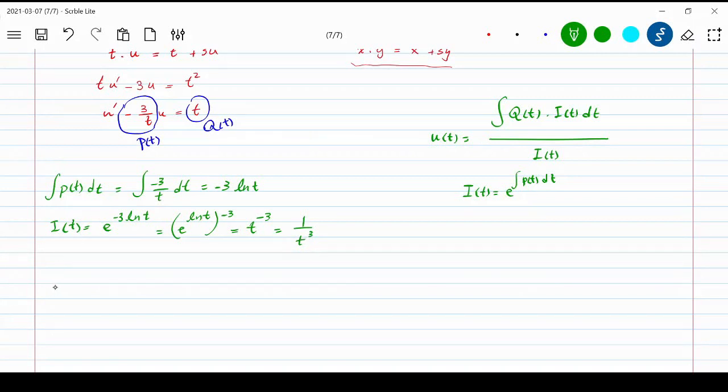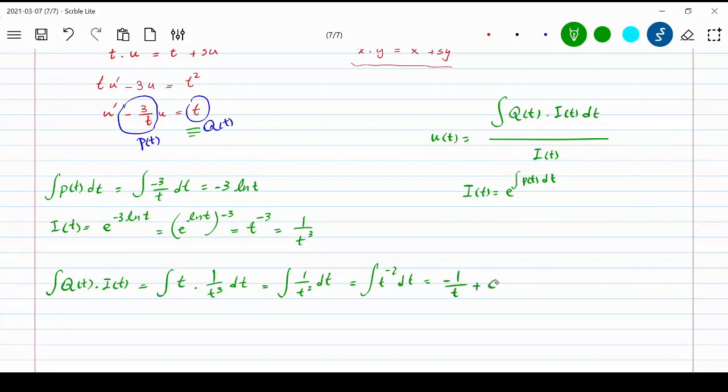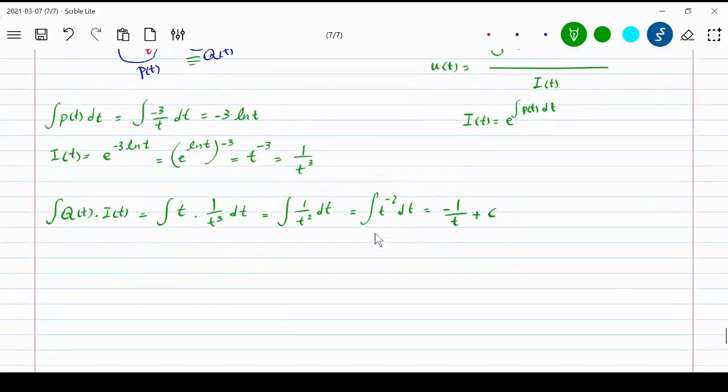Then what is the integral of q of t times the integrating factor? Here we have q of t, which is t, multiplied by 1 over t cubed dt. This is the integral of 1 over t squared dt. I hope you all know that this is simply t to the power negative 2 dt. You add 1 to the exponent and divide, and you will get negative 1 over t plus some constant c as the result of our integration.